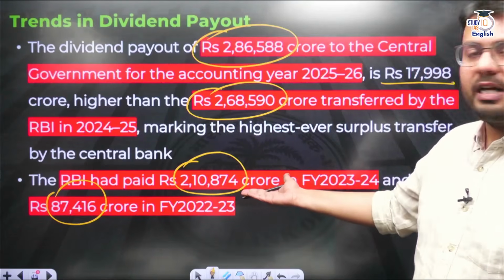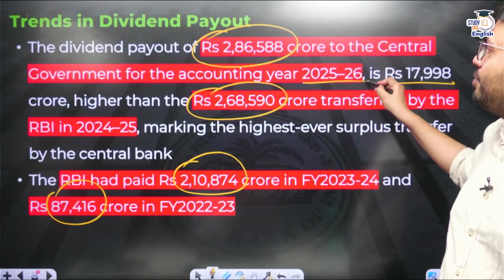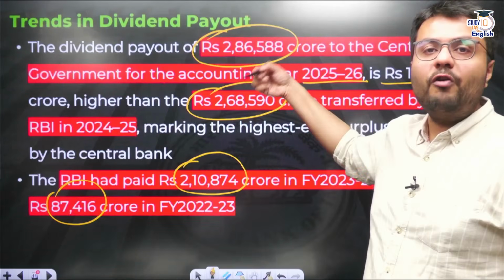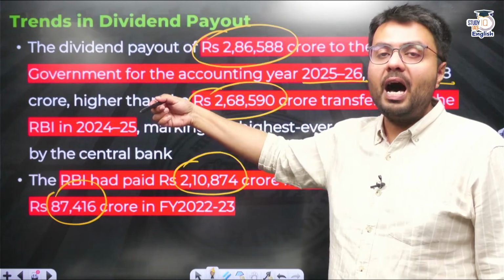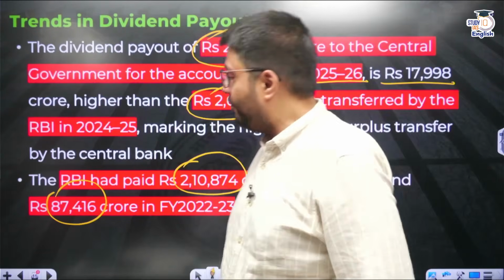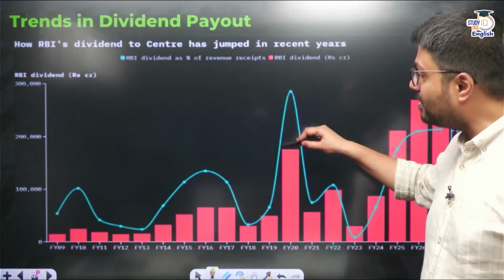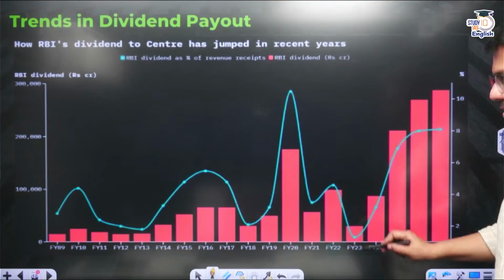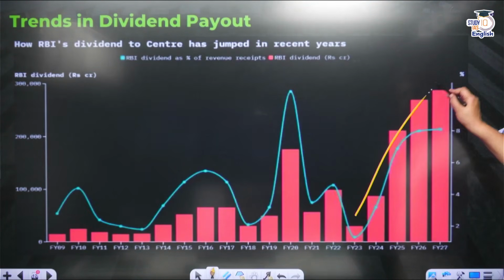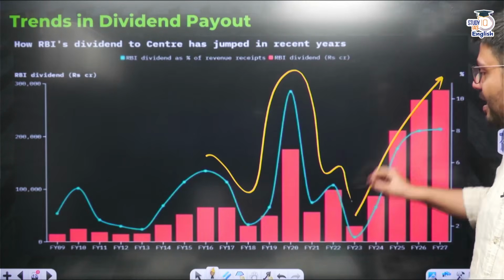From what we have understood from this slide, from 22-23 till 25-26, every year the amount of profit transferred by the RBI to the government is on a rise. But what about a larger time frame? What has been the trend in this regard? The trend in this regard has been somewhat discontinuous. In the last 5 years, this has progressively increased, but there is a zig and zag in the past few years.